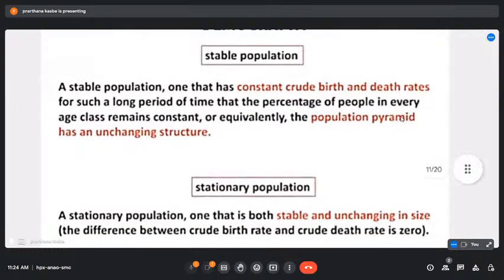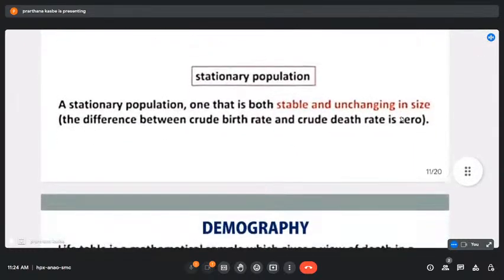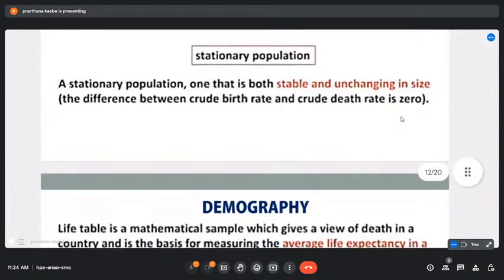Another one is the stationary population. What is meant by the stationary population? One that is both stable and unchanging in size.